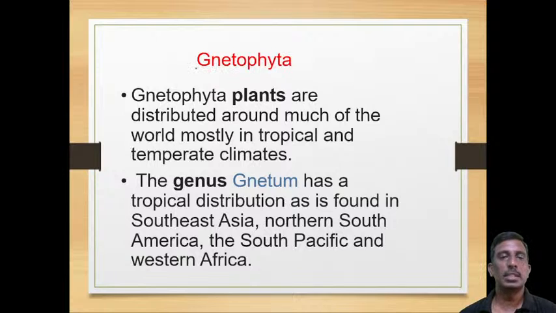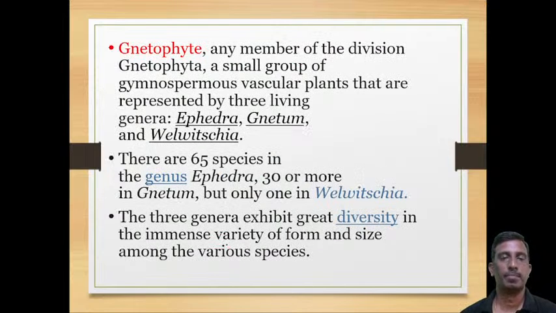And the last class is Gnetophytes, which are distributed in tropical regions, and the genus Gnetum is the best example for this, which is found in Southeast Asia, North America, South Pacific, West Africa. The examples are Ephedra, Gnetum, Welwitschia. There are 65 species of Ephedra, and more than 30 in Gnetum. And these three genera exhibit great diversity in form and size.